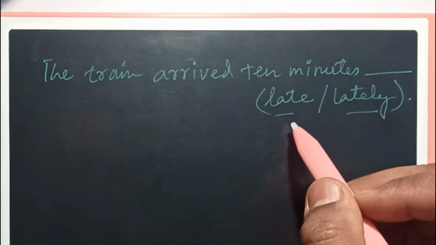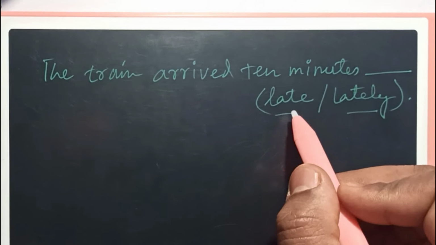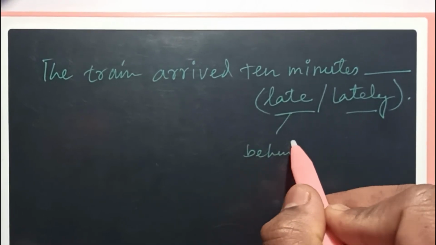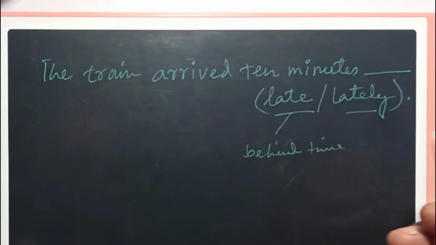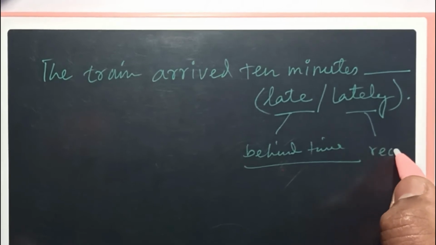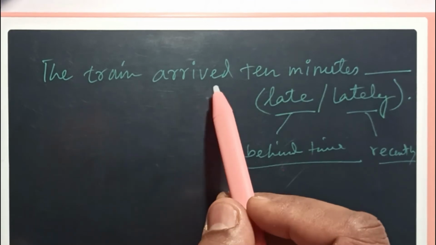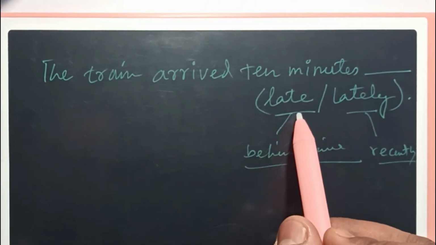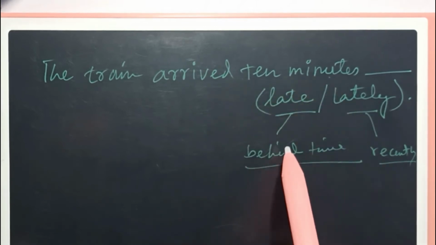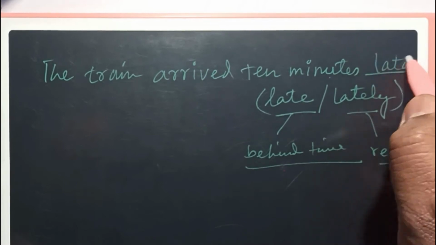First of all, we have to look at the meaning of these two words. When we talk about late, late means behind time. Okay? Lately actually means recently. Okay? Now let us see. The train arrived 10 minutes, what would you use? Late or lately? Ten minutes behind time it should be. So the right answer is late.